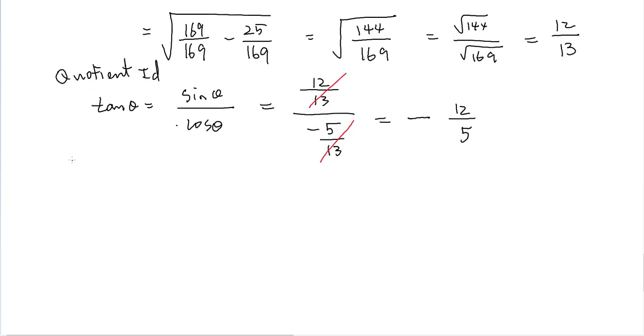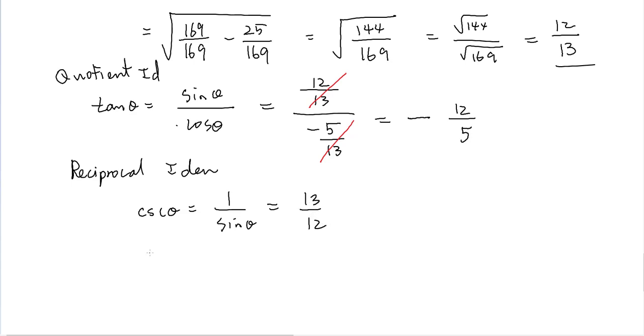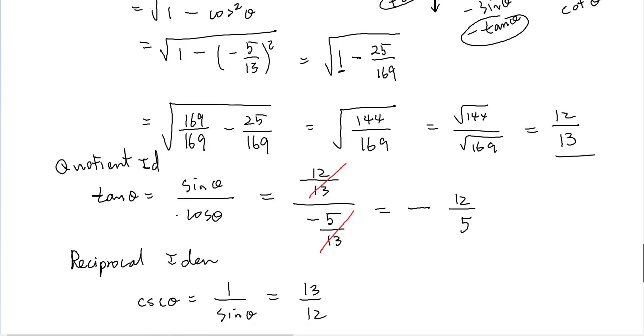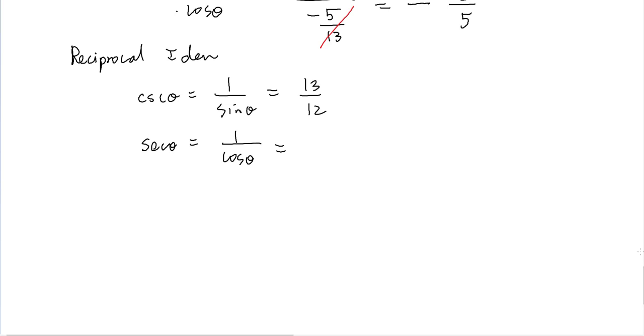And after that, I use the reciprocal identity. So cosecant theta is 1 over sine theta. That means invert this 12 over 13, which is 13 over 12. Now secant theta is 1 over cosine theta. Cosine theta is negative 5 over 13, so inverting that will be negative 13 over 5.